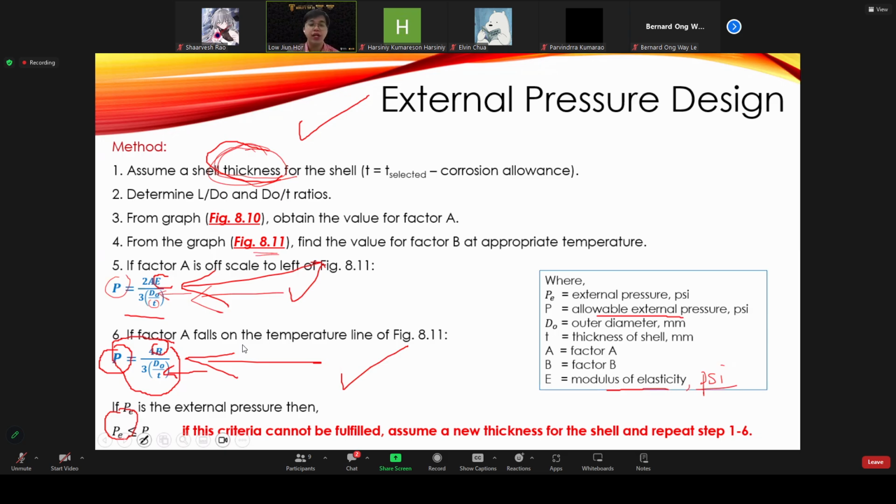If you want to apply this equation, of course, you have to know the meaning of the symbols here, and also the unit of the value that you are going to put into the equation in order to get the correct answer with the correct unit. Okay, this is how we determine the thickness for our pressure vessel.